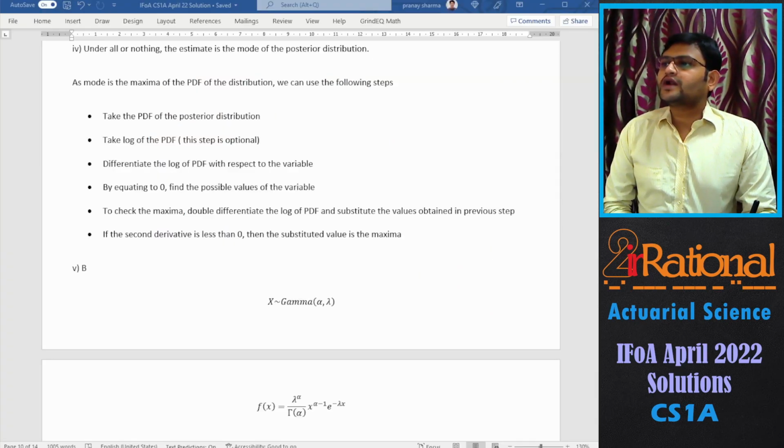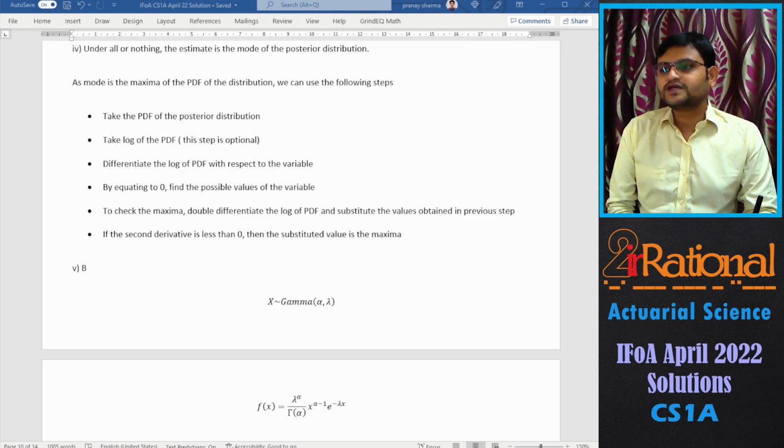So we'll say under all or nothing loss, the estimate is the mode of the posterior distribution. As the mode is the maxima of the PDF of the distribution, we can use the following steps. Take the PDF of the posterior distribution, take the log of the PDF. This is optional. You can skip this and you'll still get the same answer. Differentiate the log of the PDF with respect to the variable. By equating to 0, find the possible values of the variable. To check the maxima, double differentiate the log of the PDF and substitute the values obtained in the previous step. And last part, if the second derivative is less than 0, then the substituted value is maxima.